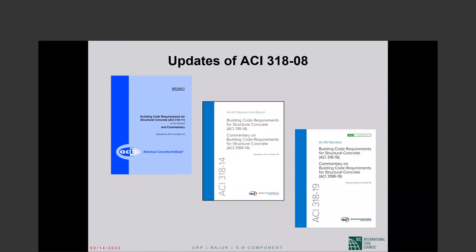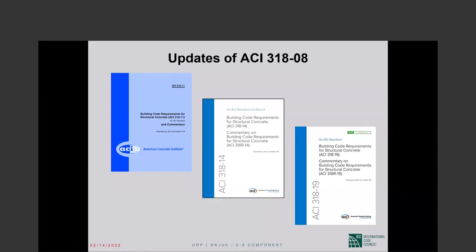Further changes have been made, very significant changes in 318-19, which I will not go into. The 318-19 changes are somewhat controversial. They are not in use even in the United States yet, because code adoption takes some time. So that will be left for a subsequent occasion. But the 318-14 changes today, this is the only time in the entire series that I will bring up 318-14 changes for discussion.